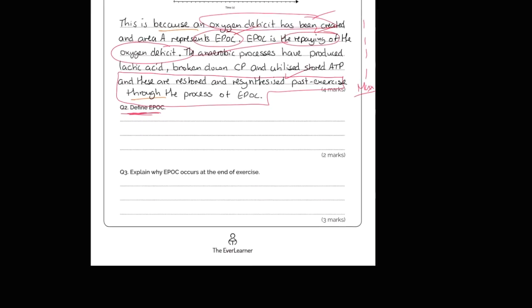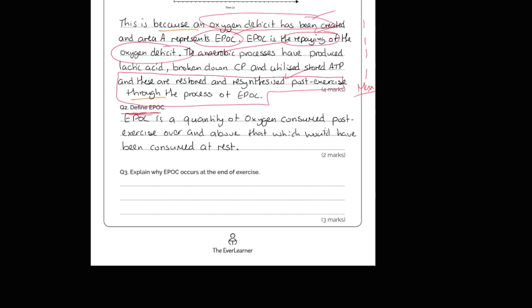Now, on the define answer, let's have a look. Define EPOC. What we want there is to give the meaning of something. So if I'm asked to define EPOC, I'm going to get nothing for describing it or explaining it. I'm going to have to give the meaning, the literal definition. So let's put that in. We've already done that. EPOC is a quantity of oxygen consumed post-exercise over and above that which would have been consumed at rest. Now, there's 2 marks available. So we'd probably get something like consumed post-exercise. Didn't mean to do this in orange, actually. It should have been red. Over and above that which would have been consumed at rest. So I get my 2 marks.